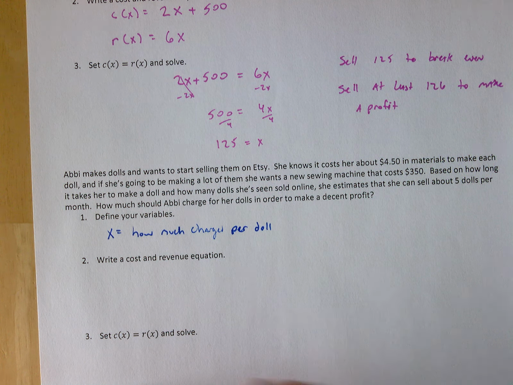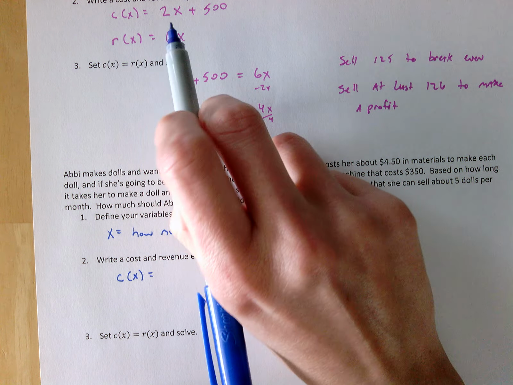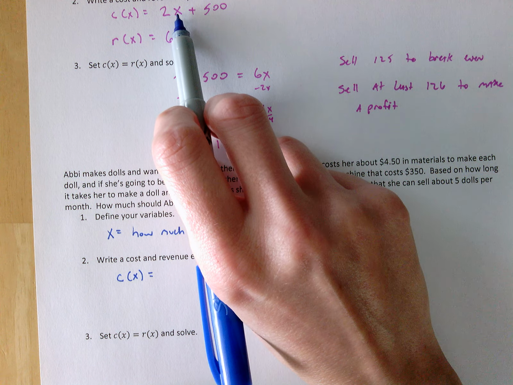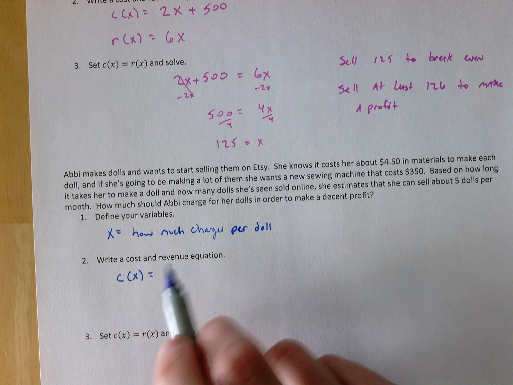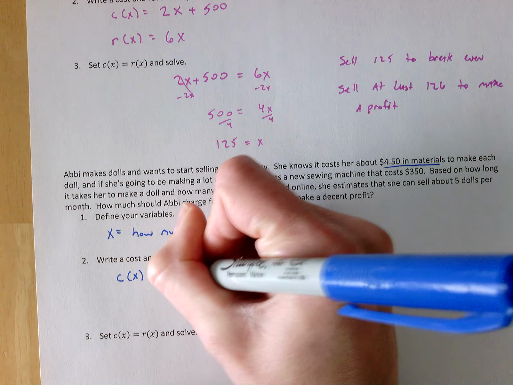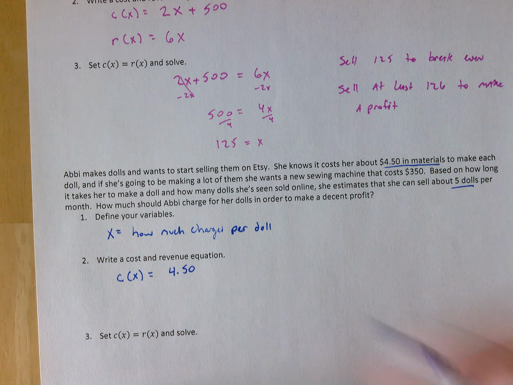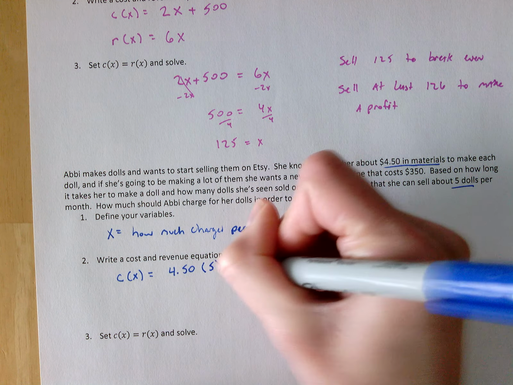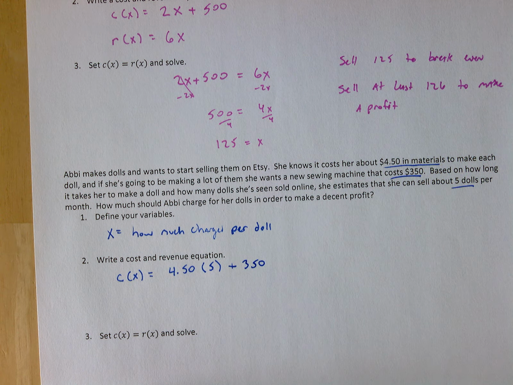All right, so for my cost and revenue equations, so C of X, it's going to be a little bit different, right? Because before it was 2 times X, the number of dolls, okay? But I'm sorry, the number of sandwiches. But X isn't the number of dolls in this problem, right? So her cost, it costs her $4.50 in materials per doll. But the number of dolls isn't in question here. I know how many dolls, it's 5. So it's going to be $4.50 times 5, right? And then plus any overhead costs, well, she's going to buy that extra sewing machine, right? So $3.50. That's my cost equation. There's no variable in this cost equation at all.